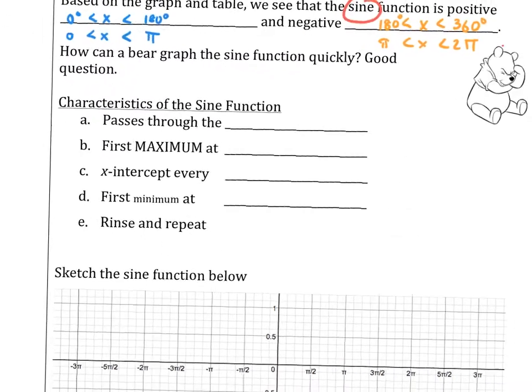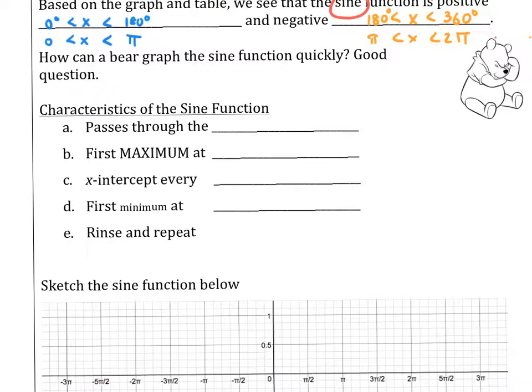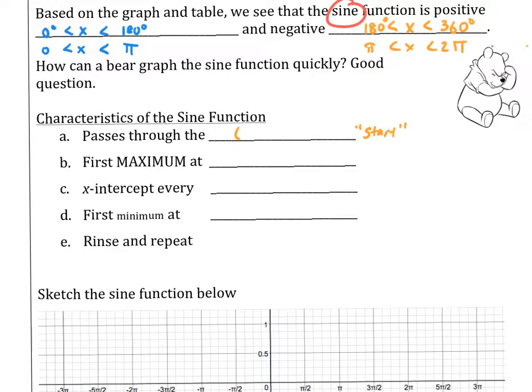Okay, so what do we notice about the sine function? If we want to talk about where it starts, kind of like where it begins, which it doesn't, of course, but if you're just going to quickly draw it, it passes through the origin, which is also known as 0, 0. And that's called the origin. So that's where we can, quote unquote, start.